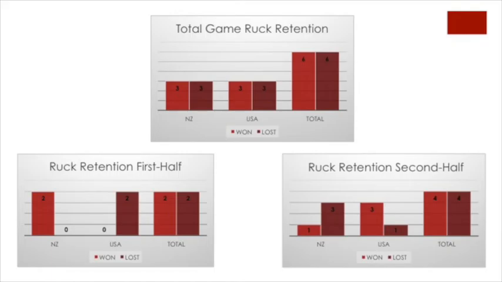This was unfortunately not backed up in the second half, as a shift in momentum allowed USA to effectively win 3 of their 4 offensive breakdowns, and New Zealand only winning 1 of their 4.